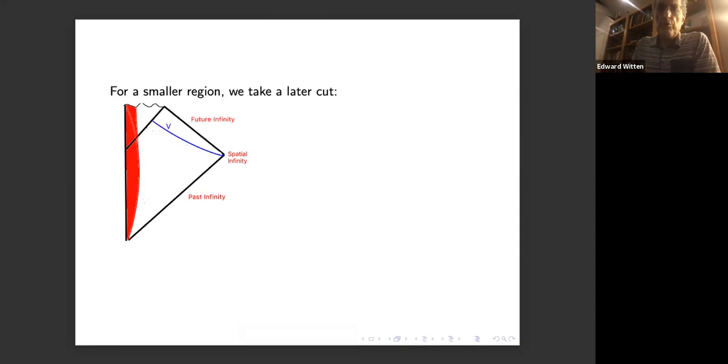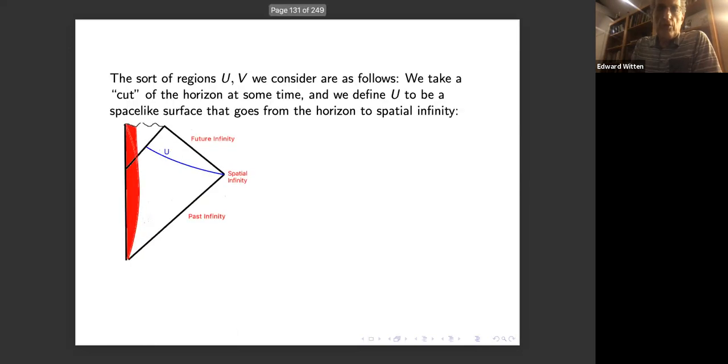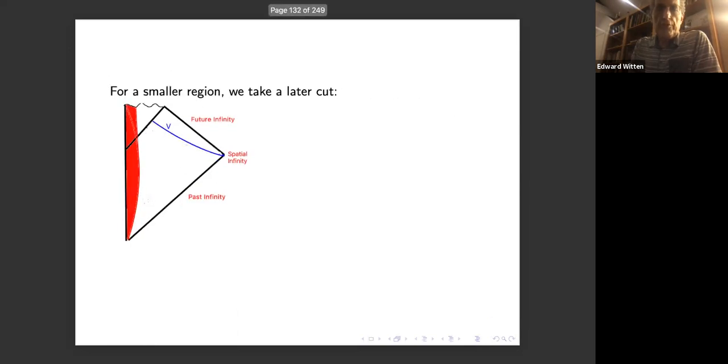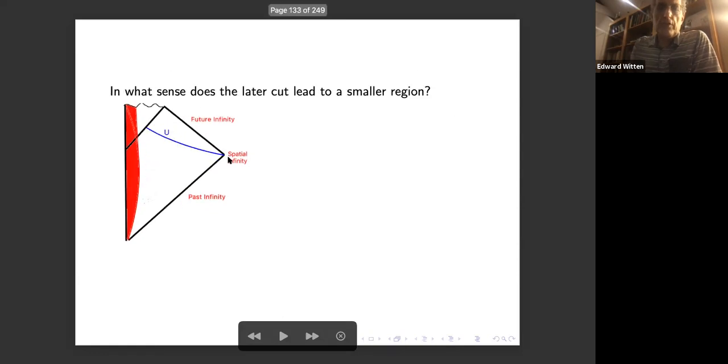For a smaller region, we'll take a later cut. So we'll cut the horizon at a later time, and we'll take a similar space-like surface from a later cut of the horizon. We'll cut the horizon at some later time and take a spatial surface, space-like surface, connecting that to spatial infinity. So in what sense does the later cut correspond to a smaller region for the sake of this monotonicity of relative entropy?